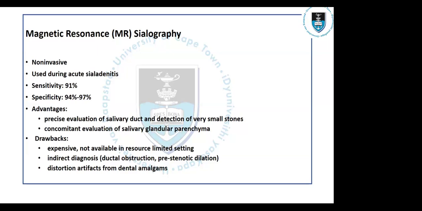The diagnosis of sialolithiasis is almost entirely indirect, relying on findings such as ductal obstruction with signal loss and also on prestenotic dilation. Note that dental amalgams may lead to distortion artifacts.